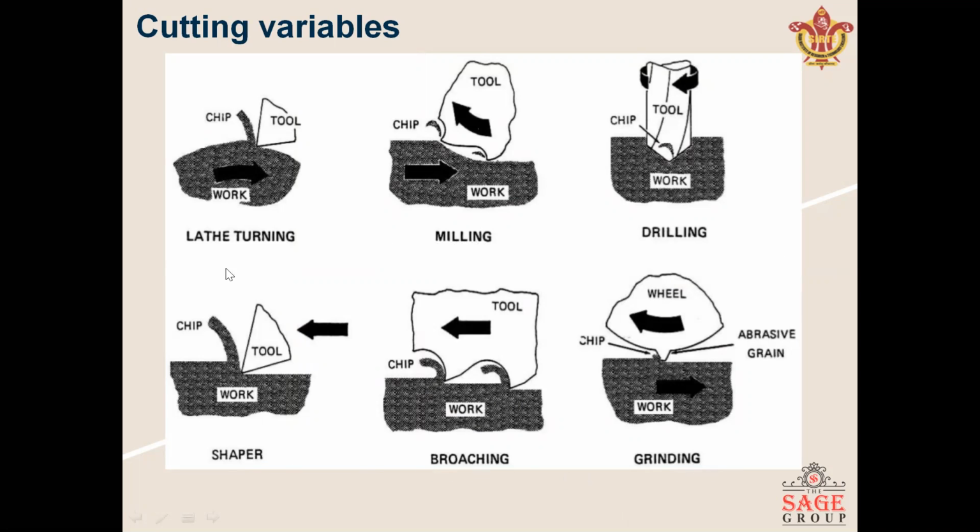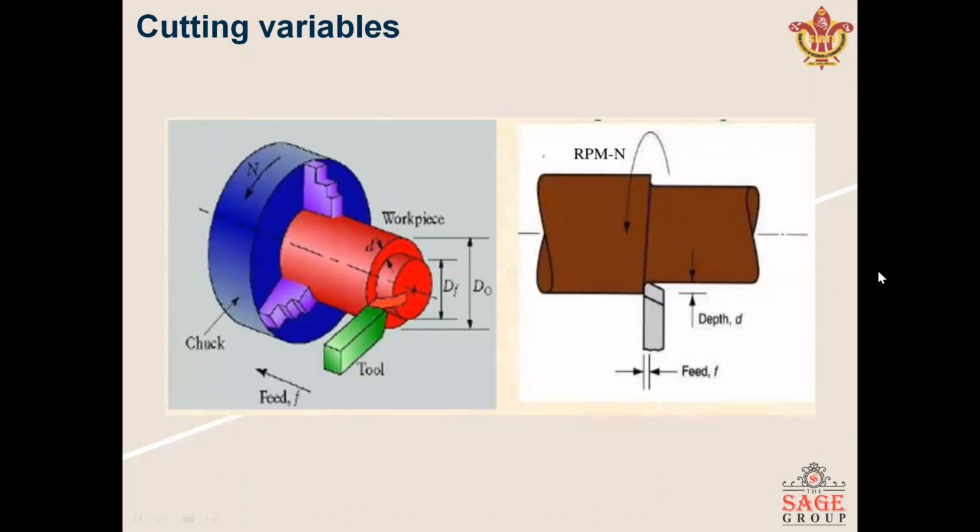So in all the machining processes, we are making chips, and there is a depth of the cut, there is a relative speed, or we can say cutting speeds. So all these things come under cutting variables. On these cutting variables, the machining process is classified, or the process can be fast or slow. So these are very important.